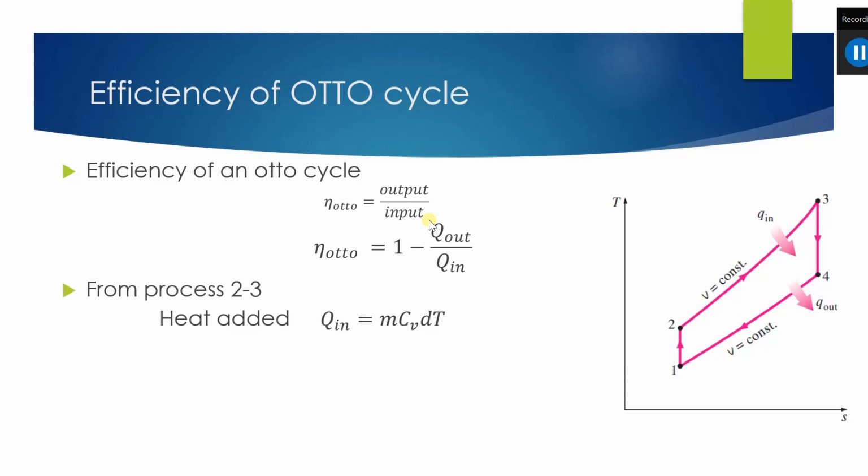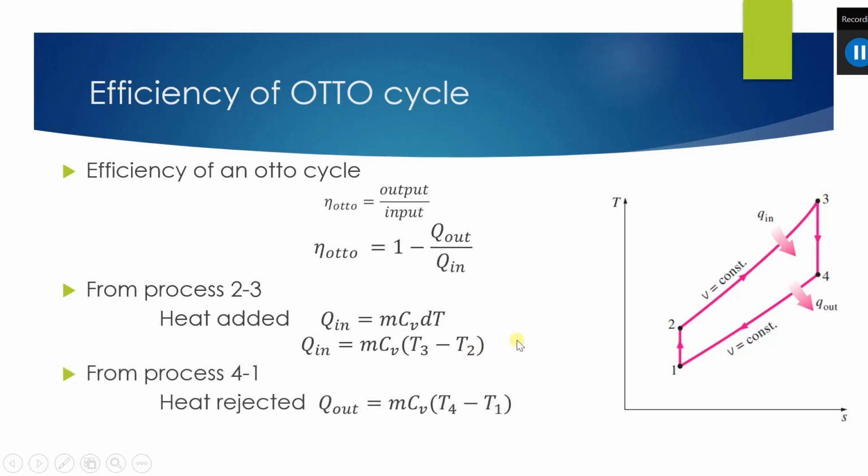Here heat is added to the system from 2 to 3, and this added heat, Q input, can be calculated by Q input equal to mCV dT, because this heat addition happens at constant volume, and heat added in a constant volume process is equal to mCV dT. This we already derived in the previous lesson. The temperature changes from T2 to T3, so Q input is equal to mCV into T3 minus T2.